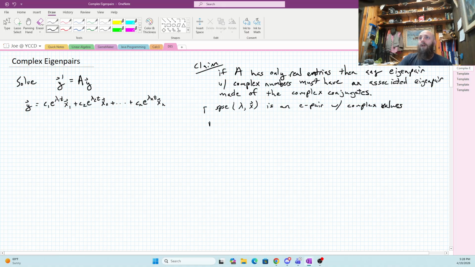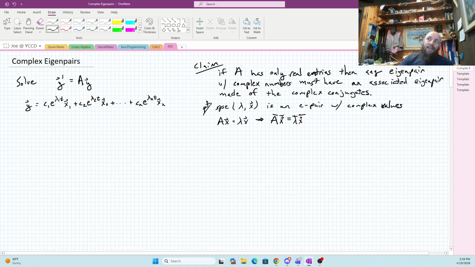Once we've supposed that, what that means is that A times x is lambda times x. That's just what that means. Then I'm going to take the complex conjugate of everything involved. So we're going to say A's complex conjugate times x's complex conjugate should equal lambda's complex conjugate times x's complex conjugate. That's just me taking complex conjugates of both sides of the system.